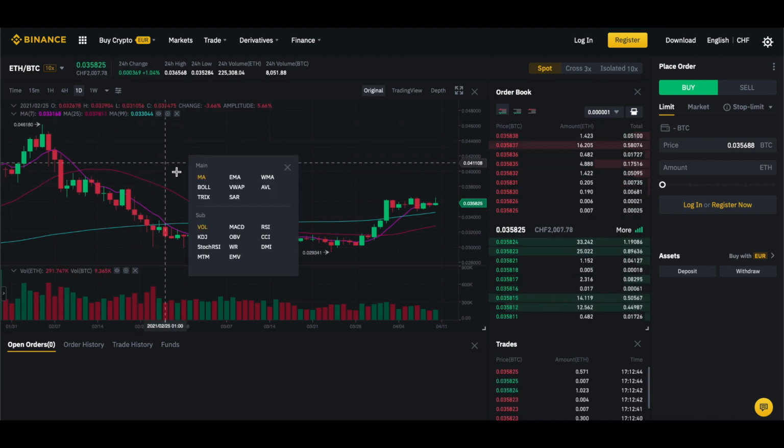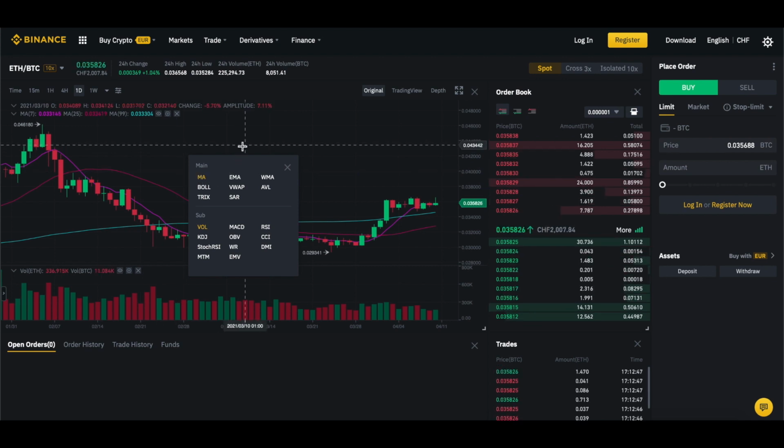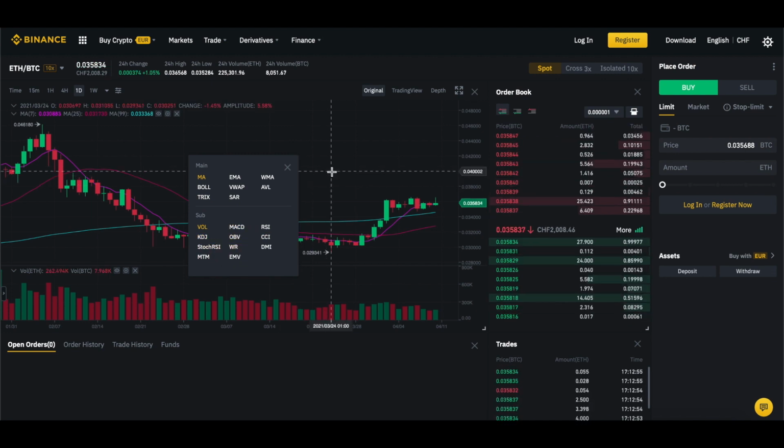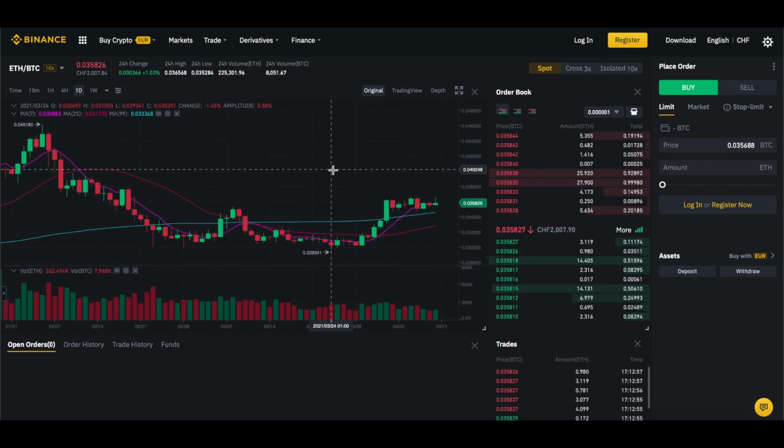We can also change to other technical indicators. We see them here or there, like the MACD or RSI. The problem is that the Binance API doesn't provide you the numbers of the technical indicators, so you have to calculate them by yourself.